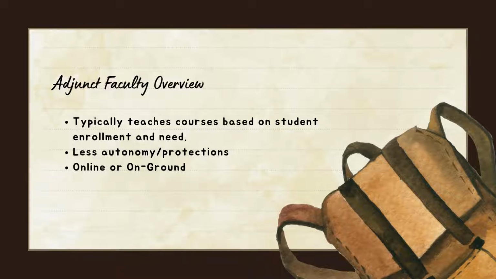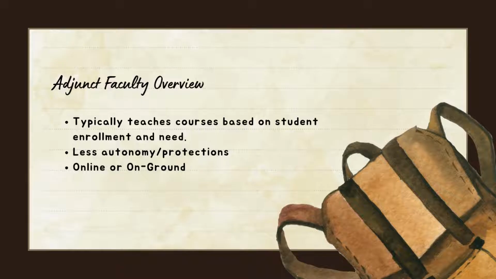Adjunct work can be done either online or on ground, depending on the type of school that you want to work for. Right now, I work 100% remotely, so I work for schools that have online programs, but there are also a lot of needs with schools that are on ground, and oftentimes that can be a good way to get your foot in the door for online positions if you start to work on ground at a campus or university that's local to you.